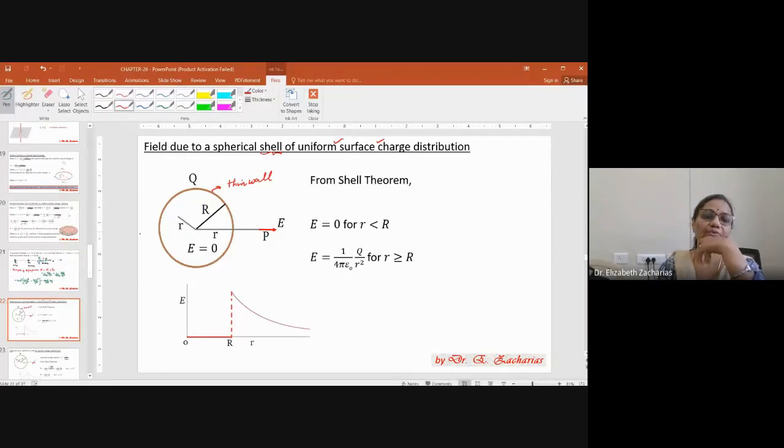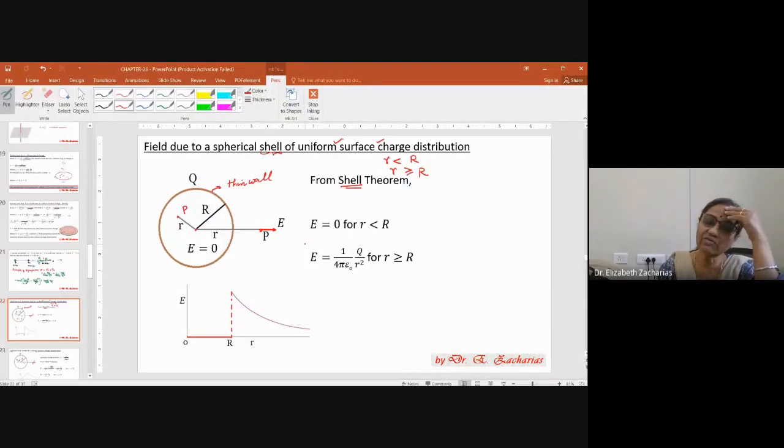You're supposed to find out the electric field at a distance r. You have to do it for r less than capital R and for r greater than or equal to capital R. That is, take a point P inside this shell and find the electric field. Similarly, take a point P outside the shell and find the electric field. Okay, so what do I have to do here? I have to use the shell theorem.